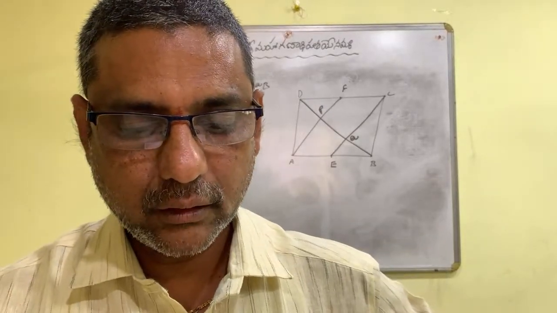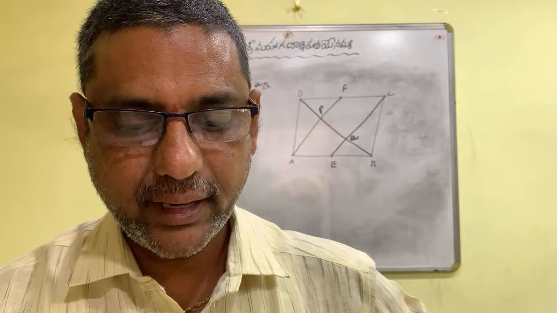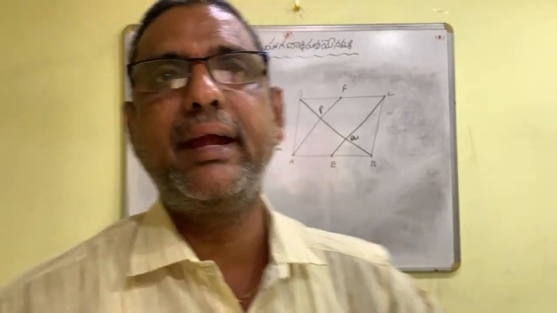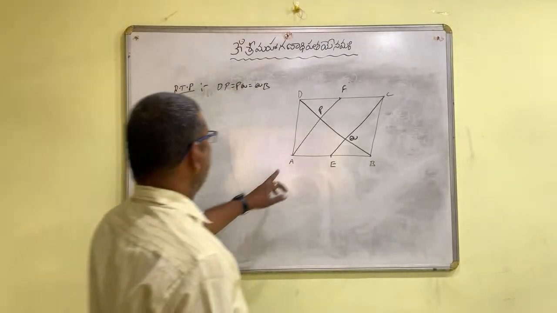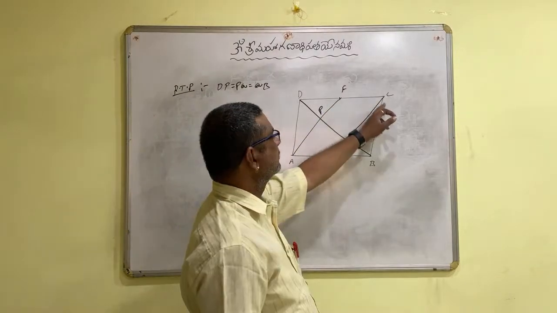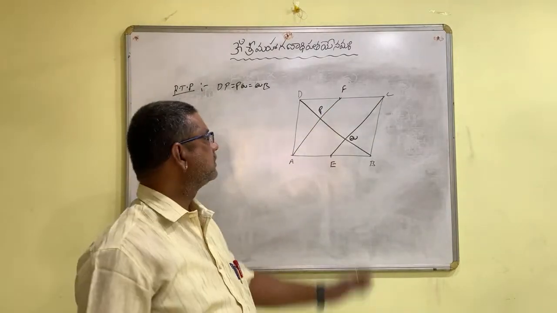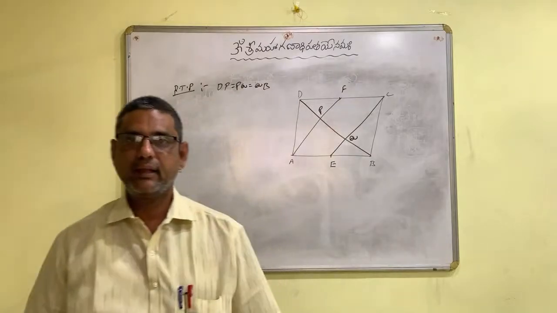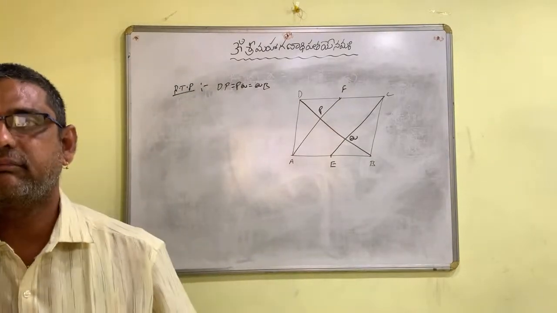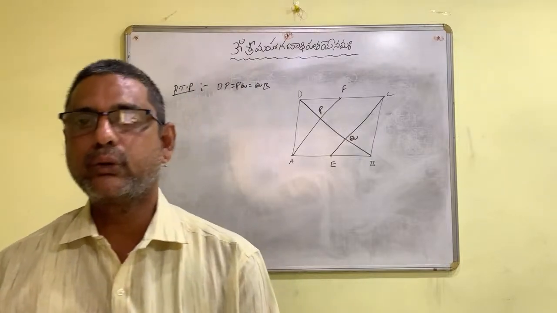Show that line segments AF and EC trisect diagonal BD. AF, EC will trisect diagonal BD into three equal parts. We need to prove DP, PQ, QB are equal.